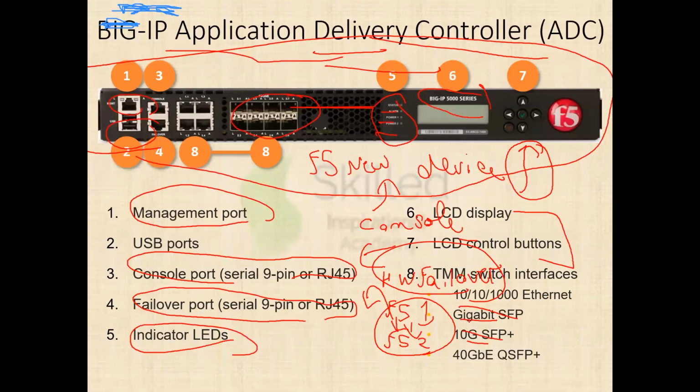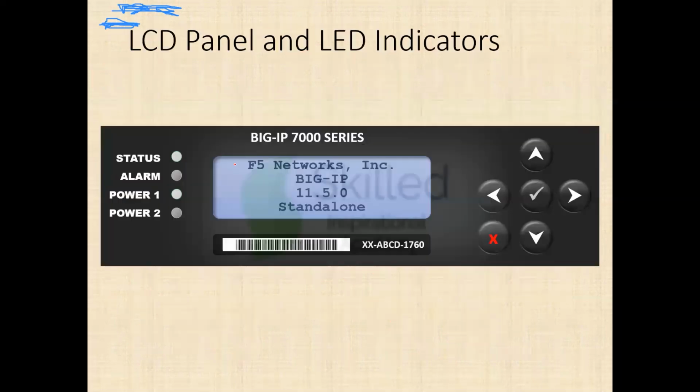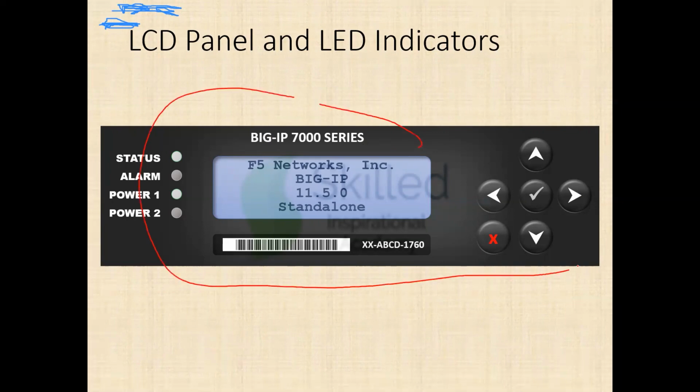So this is how your F5 hardware looks like. You should know this, as it can be asked in your interview also. So you should have a little idea of how F5 looks like. It's easy. You can see by description, number 1, number 2, number 3, number 4, this way. And you can also see the LCD panel, how it looks like. So it's clear in the picture.